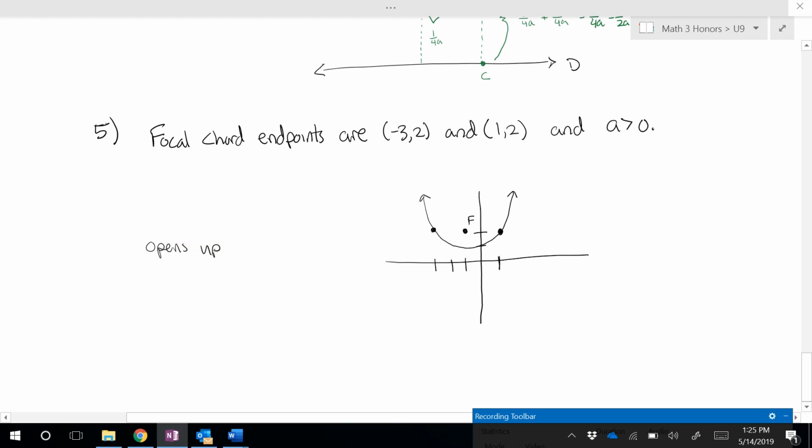But I need two more things. I need the vertex, and I need a. A is actually not going to be hard. How can we find a here? Okay, we know the focal chord distance is this distance here, which is 4. And in general, that's equal to 1 over a. And that's what we just went over. That 1 over a is the distance of your focal chord. And so what's a going to be? a is 1/4.